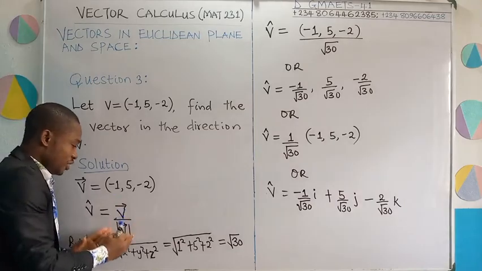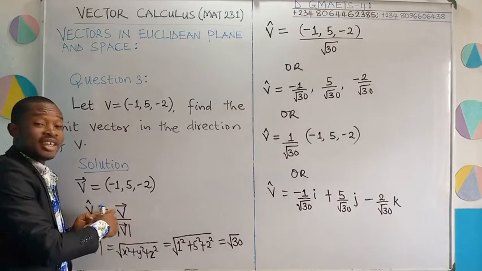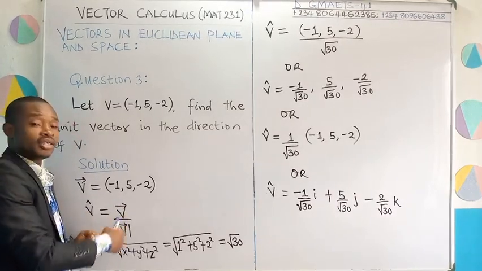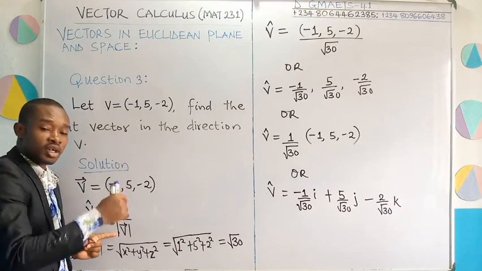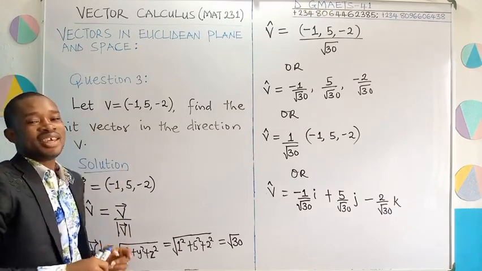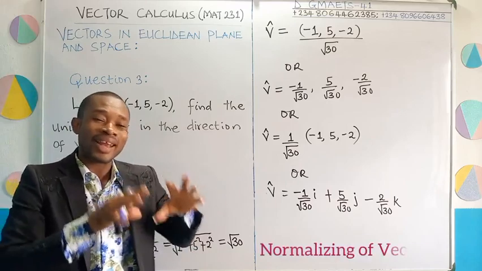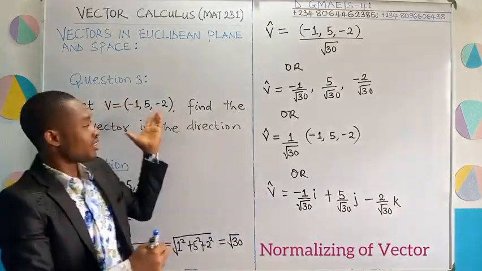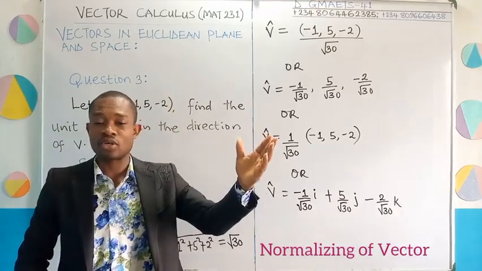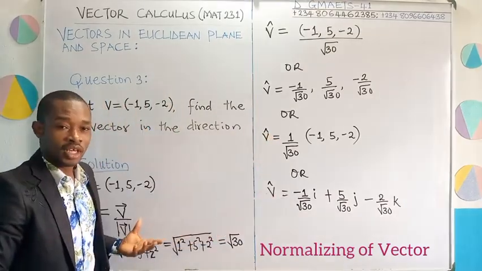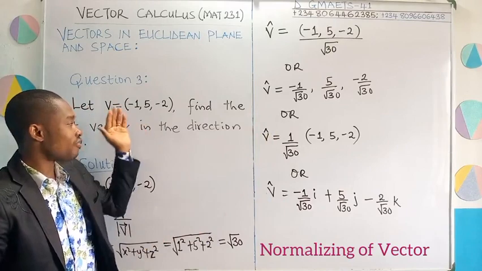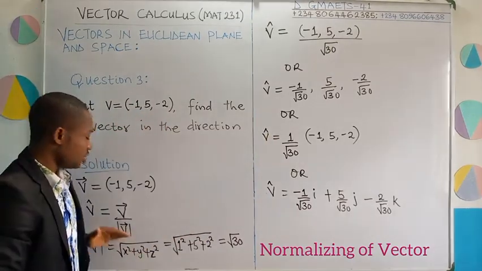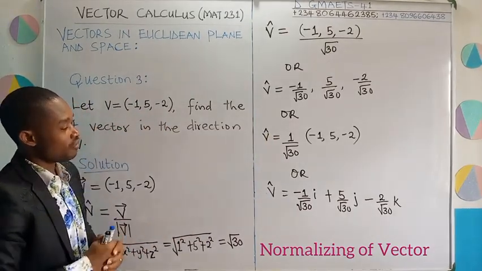This formula you are seeing here, which is simply dividing a non-zero vector by the magnitude, the modulus of that vector itself, is also called normalizing of vector. So if I come to you and give you a vector like this one, I say normalize the vector. It's simply for you to obtain the unit vector. Divide that vector given, the position vector, by the modulus, the magnitude of the vector.